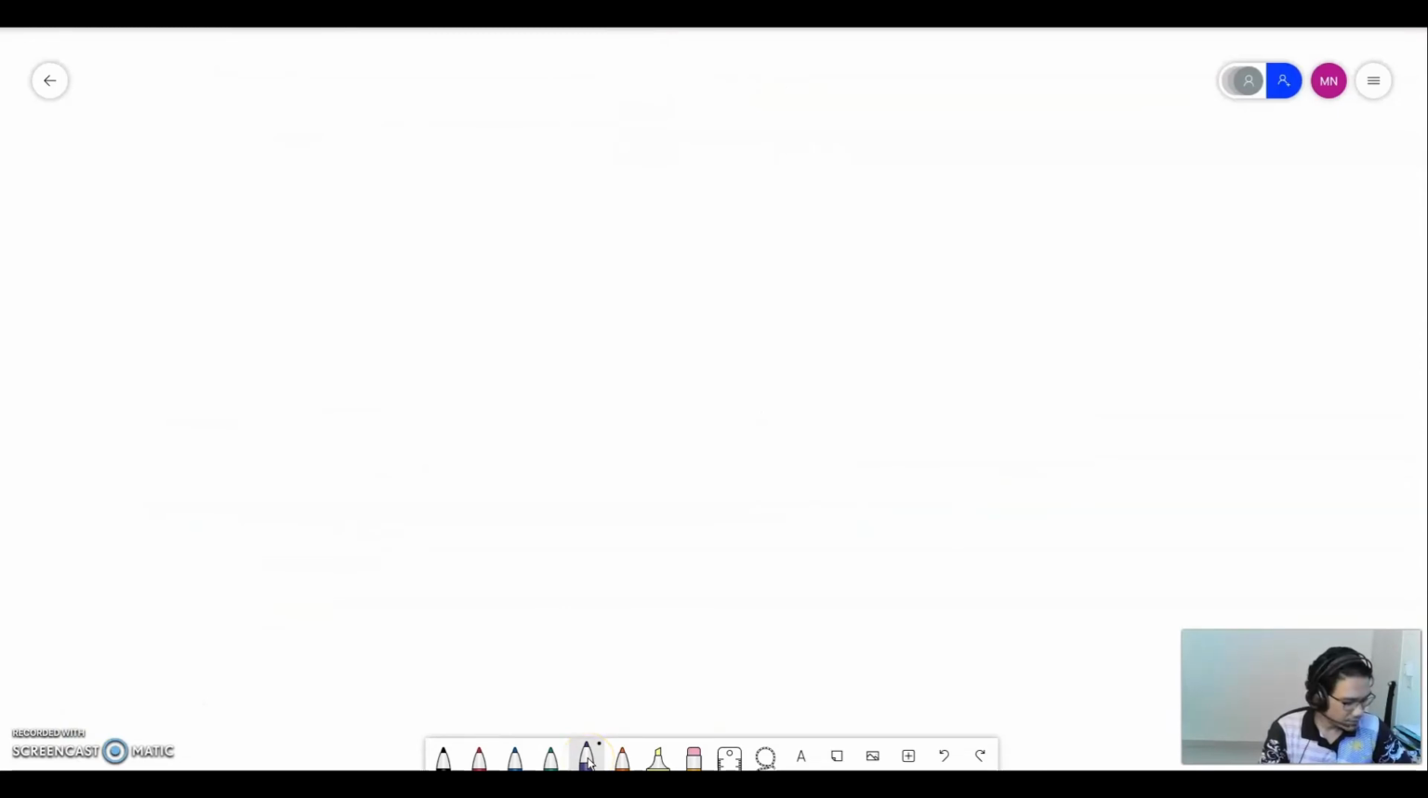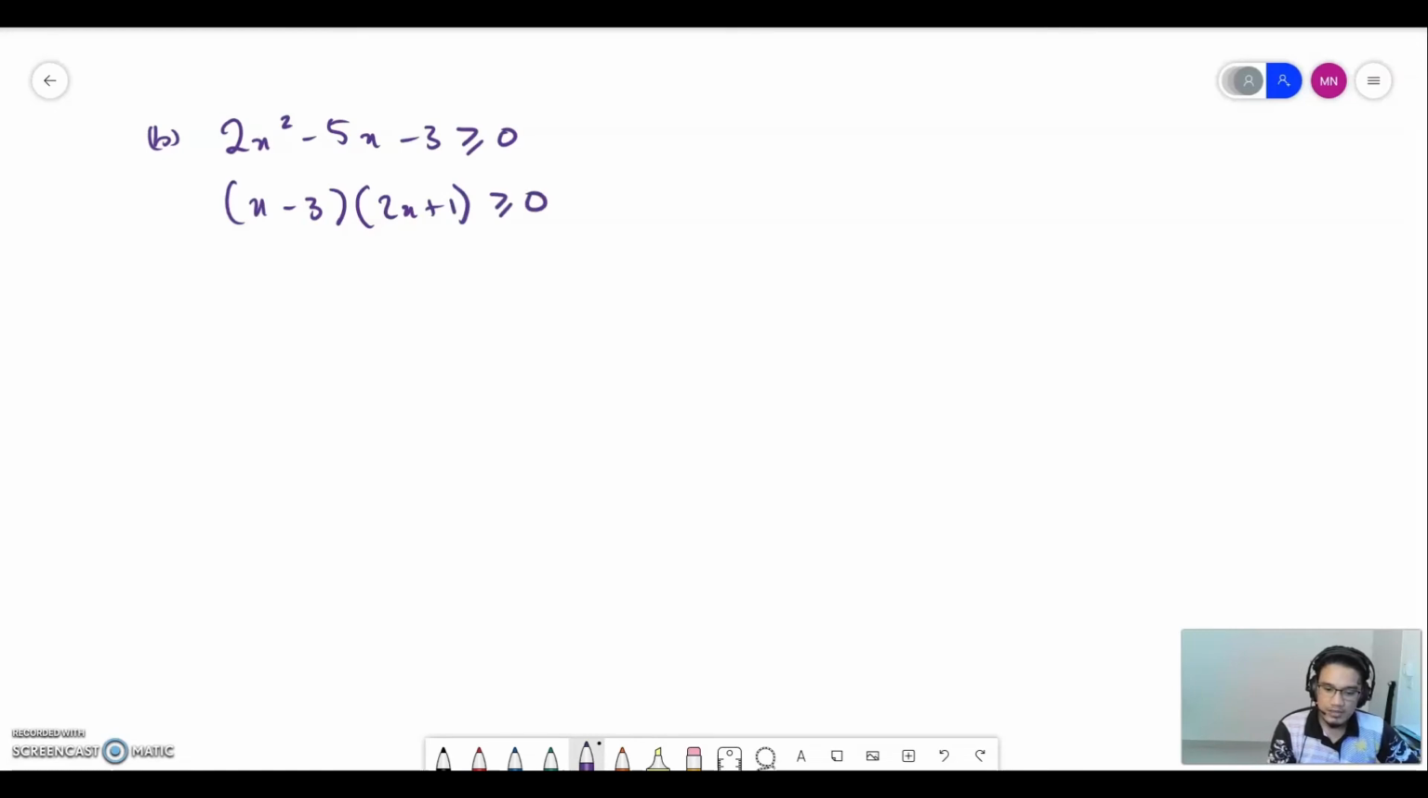Okay, now let's do the second example from the graphical method. That is question B: 2x squared minus 5x minus 3 bigger than or equal to 0. Firstly, as usual, we have to factorize: x minus 3 and 2x plus 1, bigger than or equal to 0. First, to solve this by the analytical method, we use the table of signs.